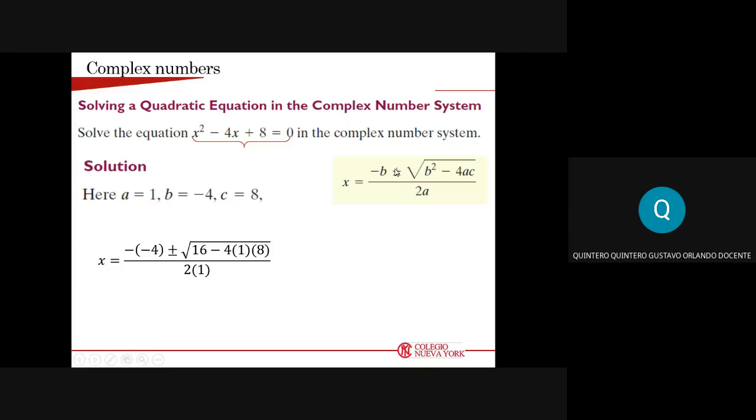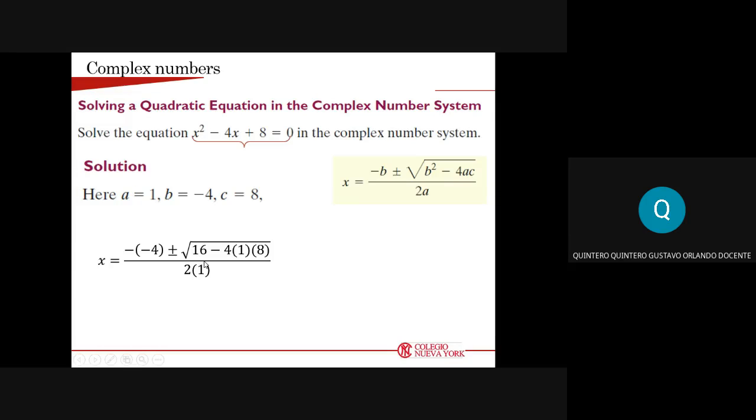From here, plus or minus, the square root of B squared. That is 16 because we have -4, so -4 squared will be 16. All right. Minus 4 times A times C. So 4 times 1 times 8. Over all of that over 2A. So the denominator will be 2 times A. A is 1, so 2 times 1.